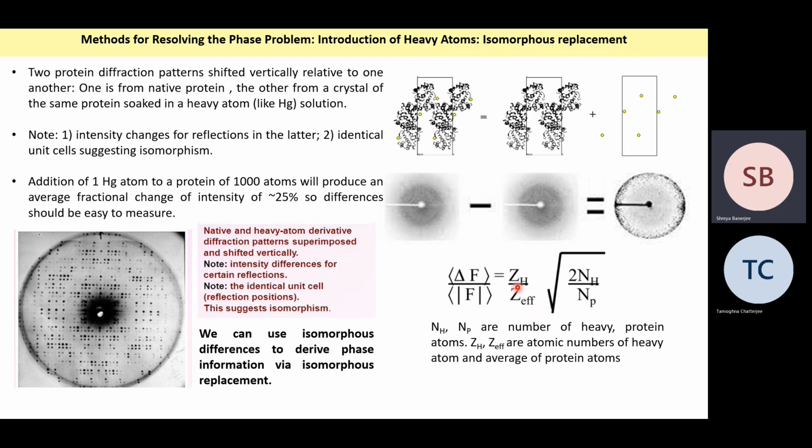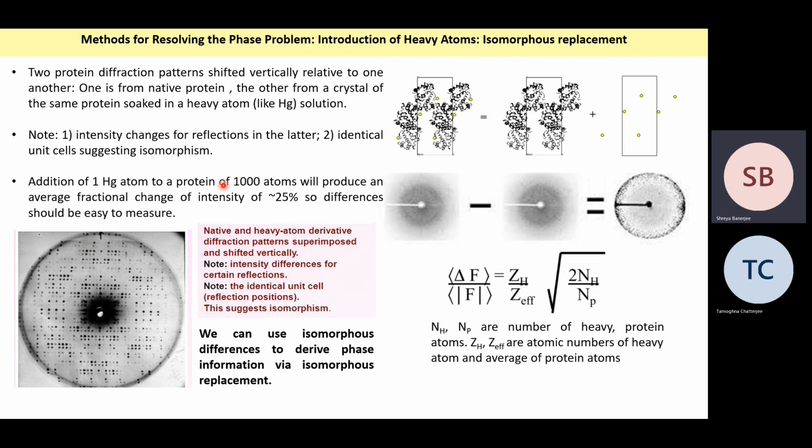protein. So, the average of all the atomic numbers of the atoms in the protein. If you do that, you can find the ratio of the change in amplitude to the original amplitude. If you do this calculation for a mercury atom, you can see that for one mercury atom added to a protein of 1000 atoms, the structure factor difference is 25%. So there is an increase in intensity by 25% just by adding one heavy atom to such a large protein.